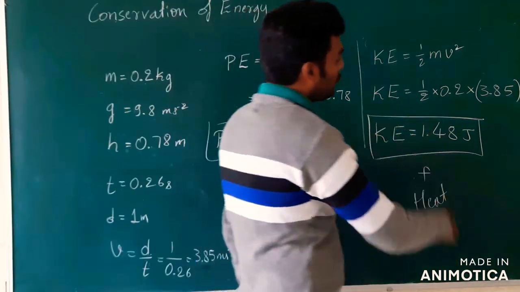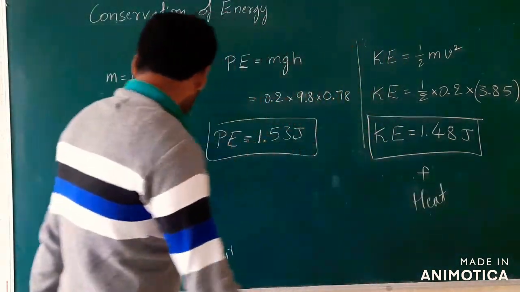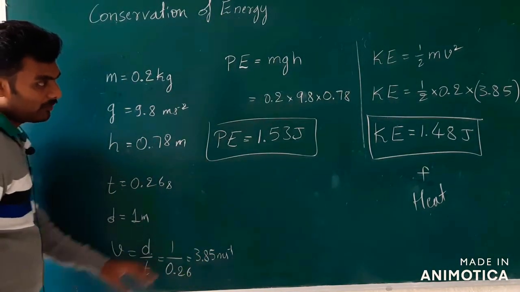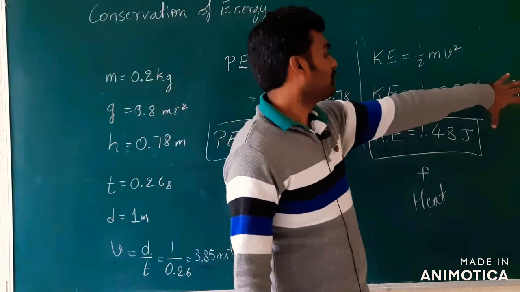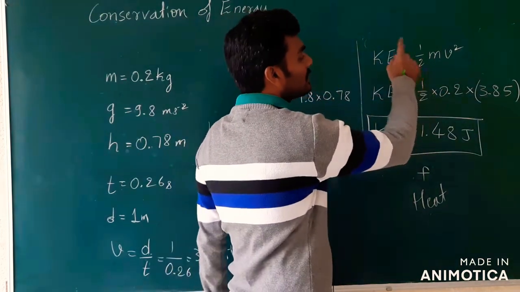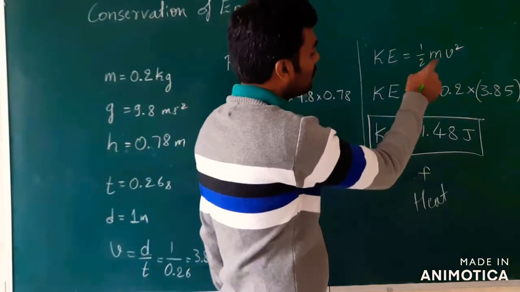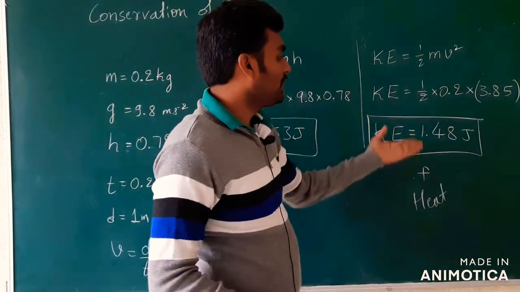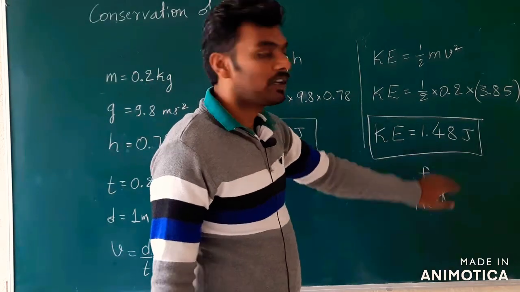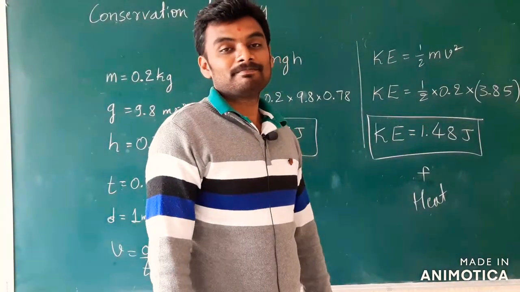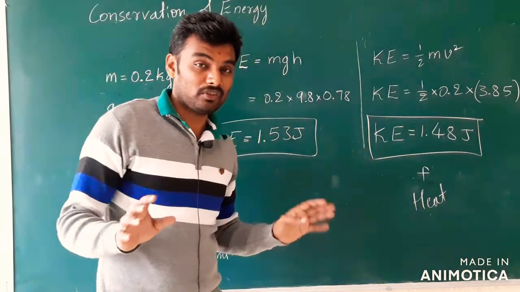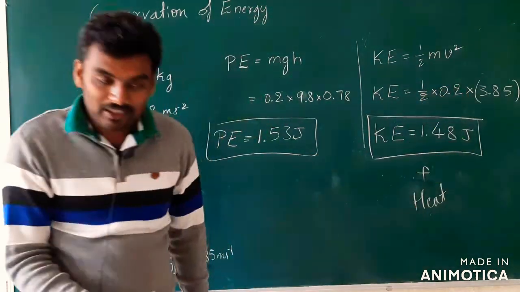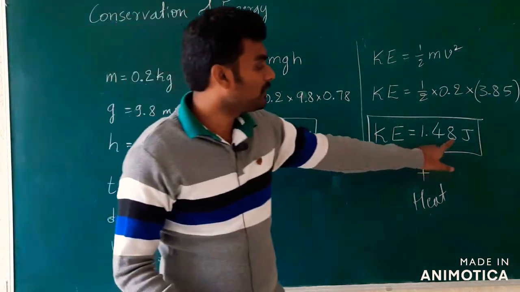And then let me come to the part of kinetic energy. Before we go for kinetic energy, we should have the idea about velocity, right? Which is 3.85 meter per second. We'll get that velocity and put that here. So the expression for kinetic energy is half mv squared, half into 0.2 into 3.85 squared. Simplifying that using calculator, I'll get 1.48 joule. Pretty much successful. Here it is 1.53 joule when it is potential, but when it is converted into kinetic, it is 1.48 joule.